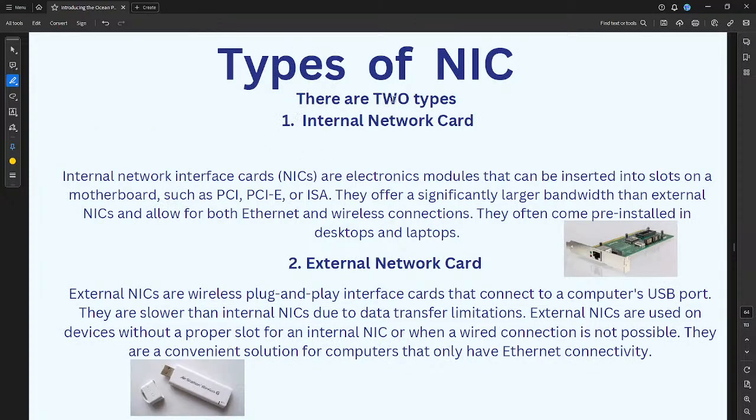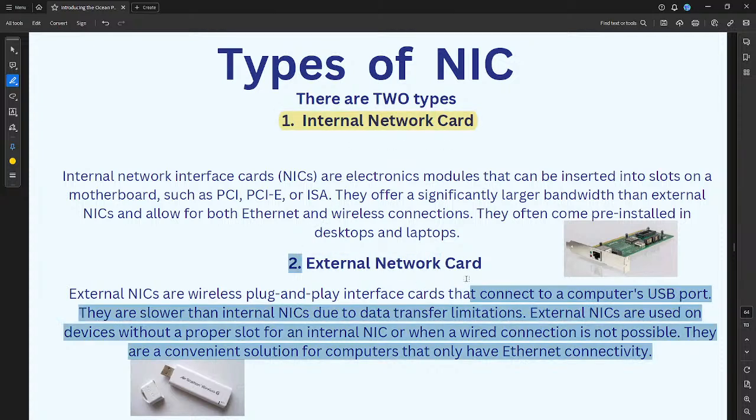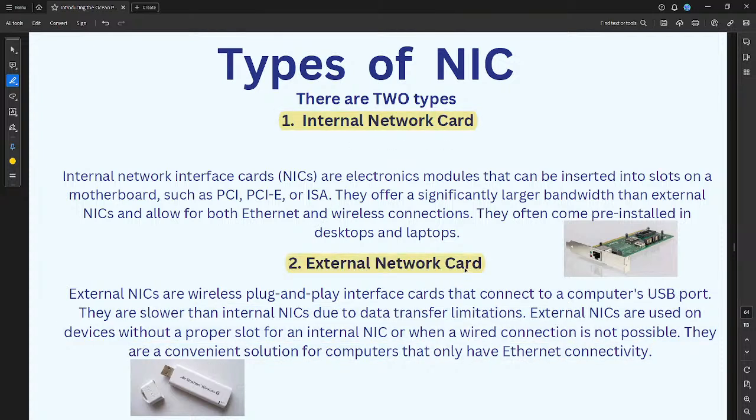So we have different types of NICs actually. We have the internal network card and we have the external network card. Most of what we use are the internal network cards. We also have the external network cards that help us sometimes as ethical hackers to be able to do things like penetration testing, wireless hijacking and things like that.